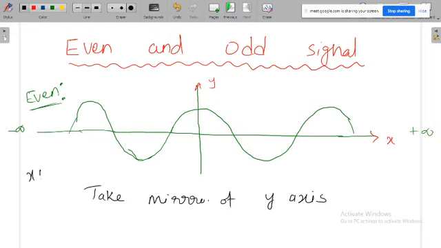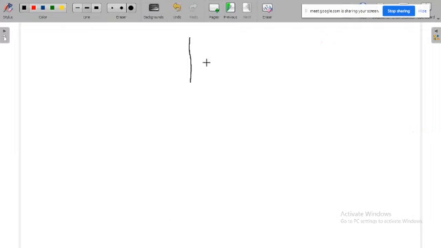For example, x of t is the original signal. You have taken the mirror image with respect to the y axis, which I will call x_y of t. This is just my own representation. If both are the same, x of t equals x_y of t, then that signal is called an even signal. In the next page you will see it clearly.